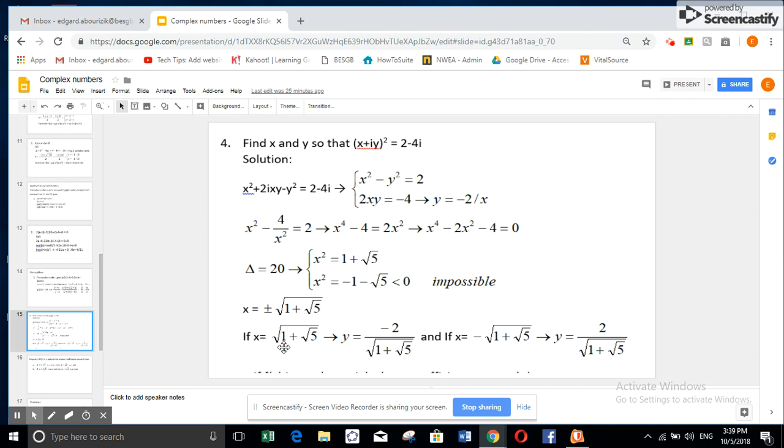Now, if x equals the square root of 1 plus radical 5, if I replace it here, I get y equals minus 2 over the square root of 1 plus radical 5. And if x is minus, I'm going to get this one.